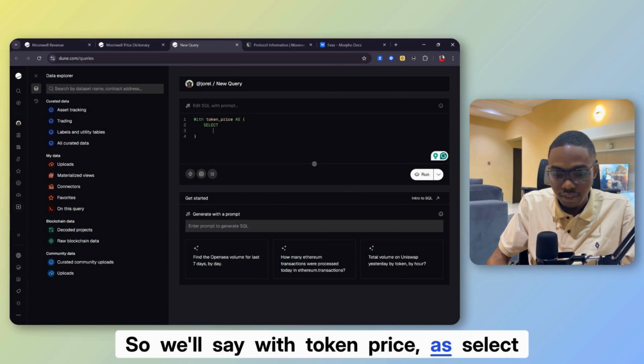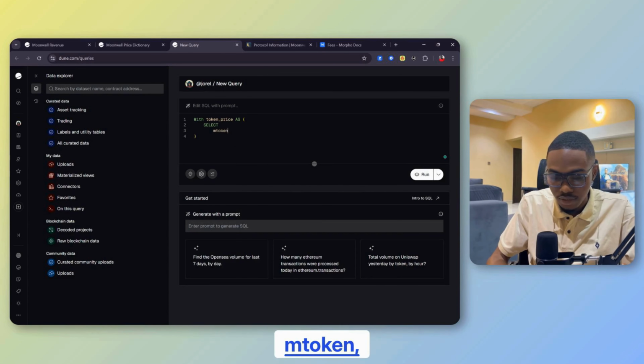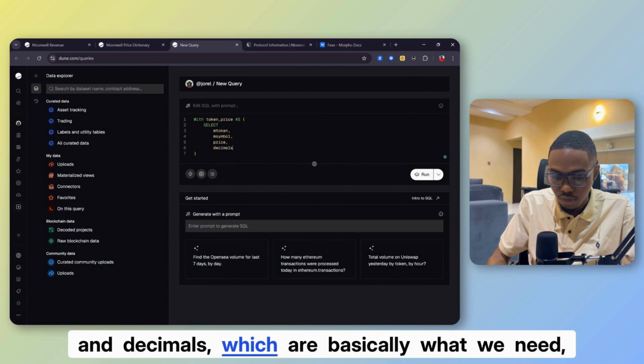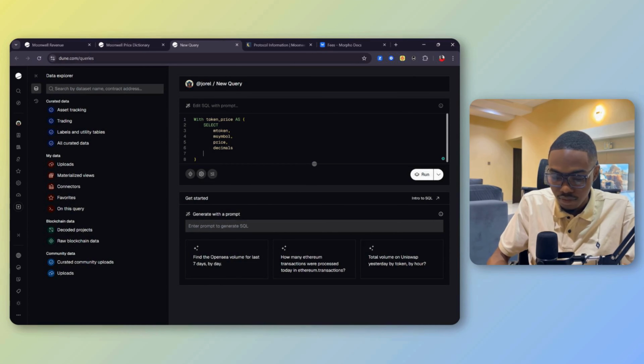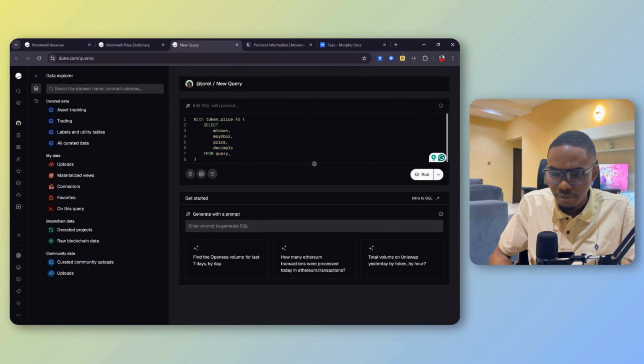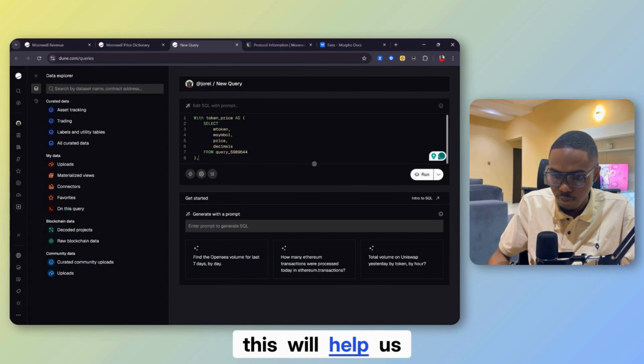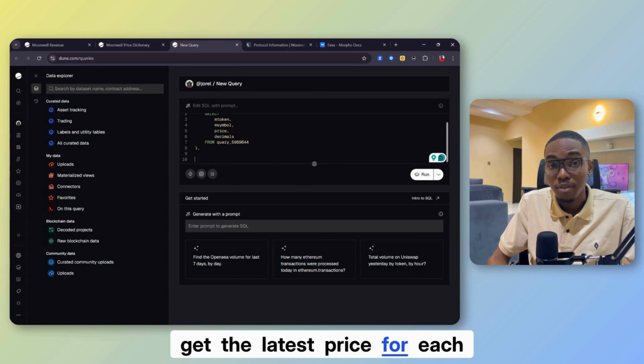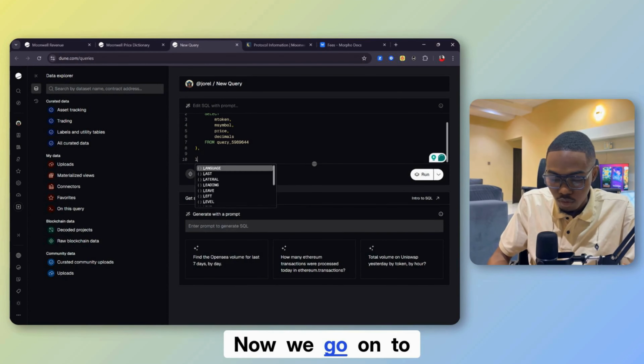So we'll say with token price, I'll select M token, M symbol, price, and decimals, which are basically what we need from the query. So we'll just come here and highlight this number here. This will help us get the latest price for each asset.